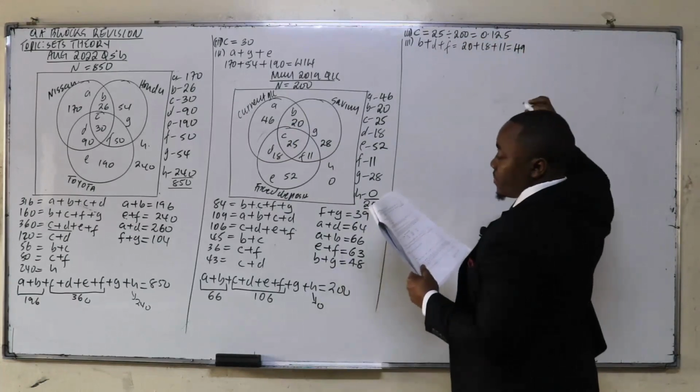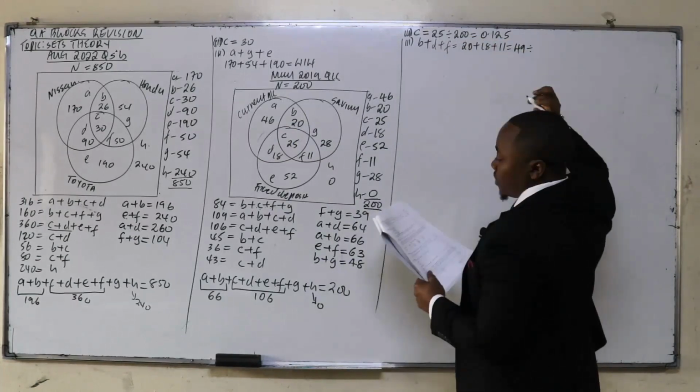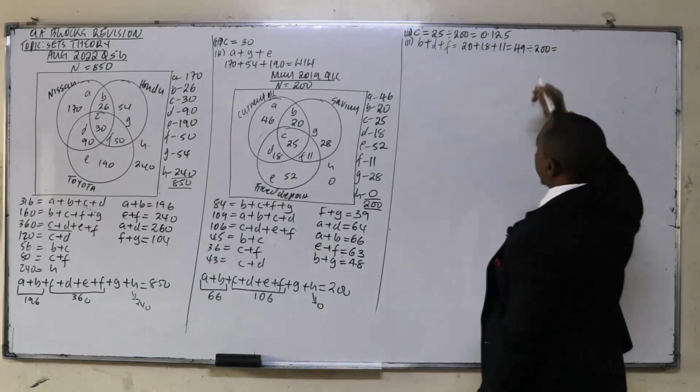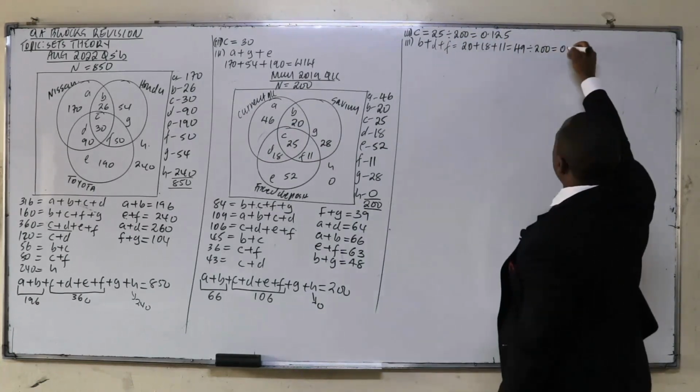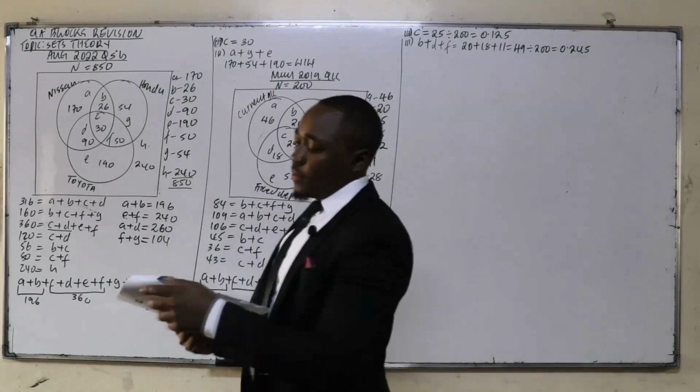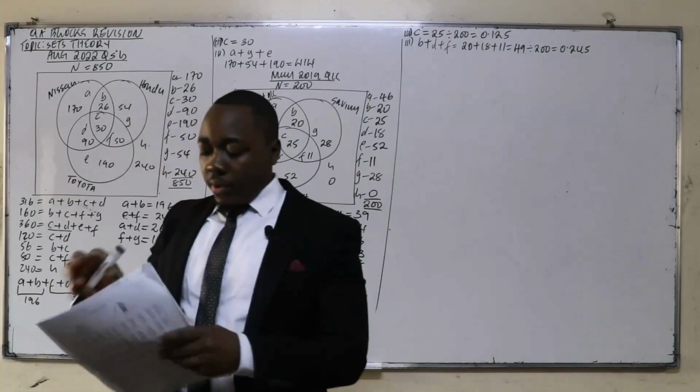49. Do you want the number or probability? We want probability. So you divide by 200. What do you get? 0.245. Still do another illustration before you copy.